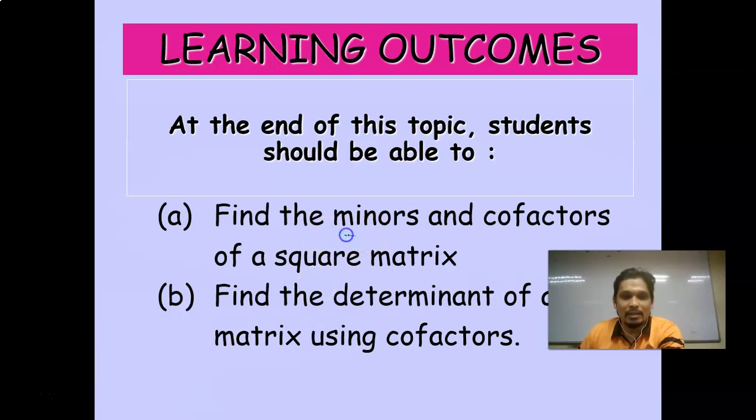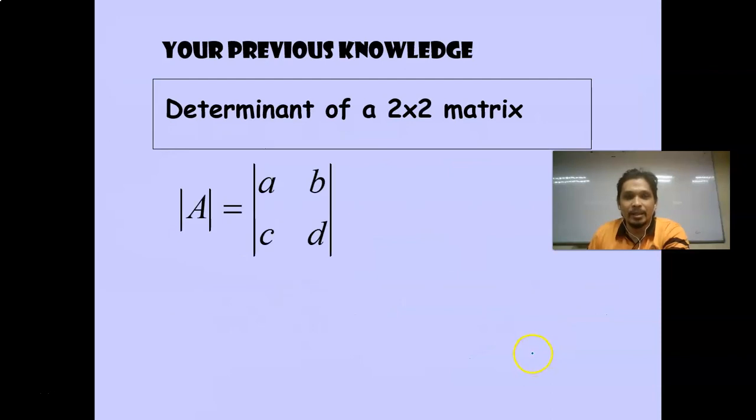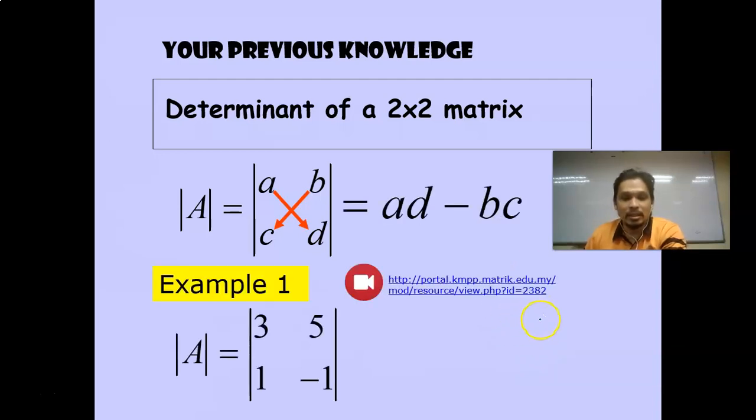Okay, learning outcomes: find the minors and cofactors of the matrix and find the determinant of a matrix. We're focusing on a matrix of 3 times 3 using cofactors. So this is your previous knowledge, the determinant of 2 times 2 matrices: 3 times -1 equal to -3, minus 5 times 1 equal to -5, that is -8 here.